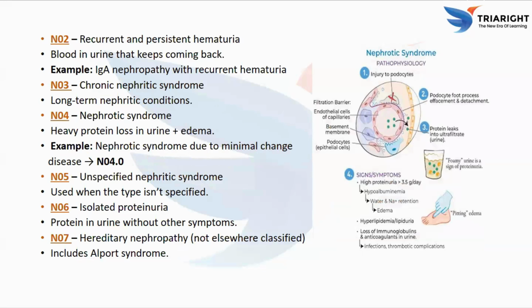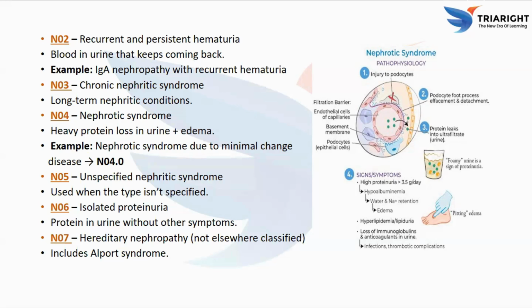So next code is N02. It describes recurrent and persistent hematuria. What does it mean? It means blood in the urine that keeps returning, indicating repeated damage to the glomeruli. It is often seen in IgA nephropathy. What is the example? A patient with recurrent episodes of blood in the urine after respiratory infection. Which code do you have to assign? Code N02.